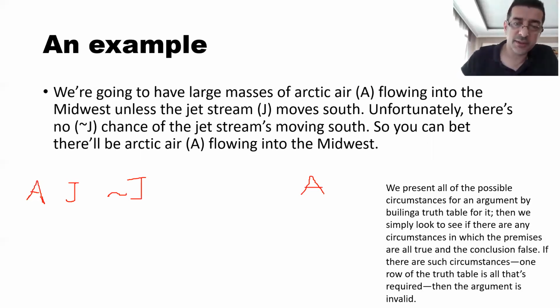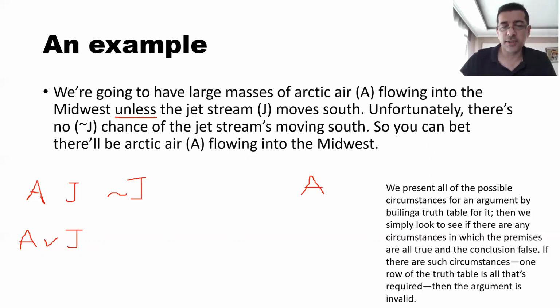So let me just now write them vertically. So we are going to have large masses of Arctic air. We can just do it like this, maybe here, right? And then I'll rub it off. So A, now remember what is the operator here? It is unless, and remember unless, we said that it's a kind of disjunction, right? So we can translate it as disjunction. So that will be this or J, okay?